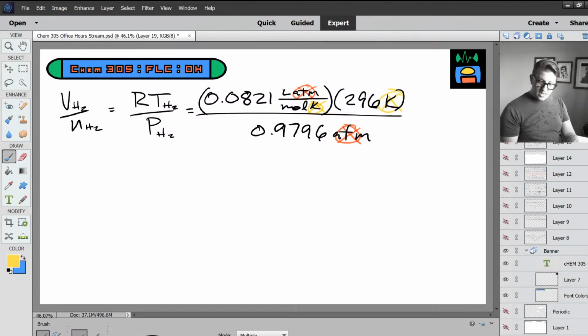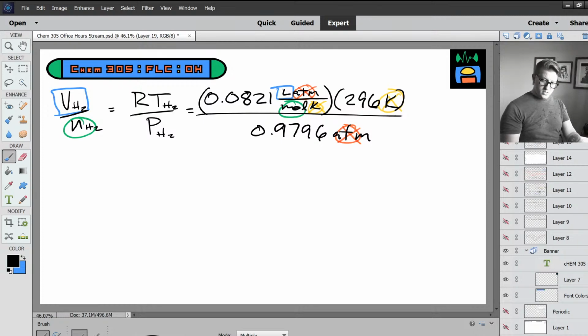And that's fine because you've got volume in the numerator, so we should have a volume unit in the numerator, and you have moles in the denominator, so moles should be in the denominator. Those won't cancel, but that's correct for a molar volume. Molar volume has units of liters per mole. All right, so let's crunch these numbers. We have 0.0821 times 296 divided by 0.9796.